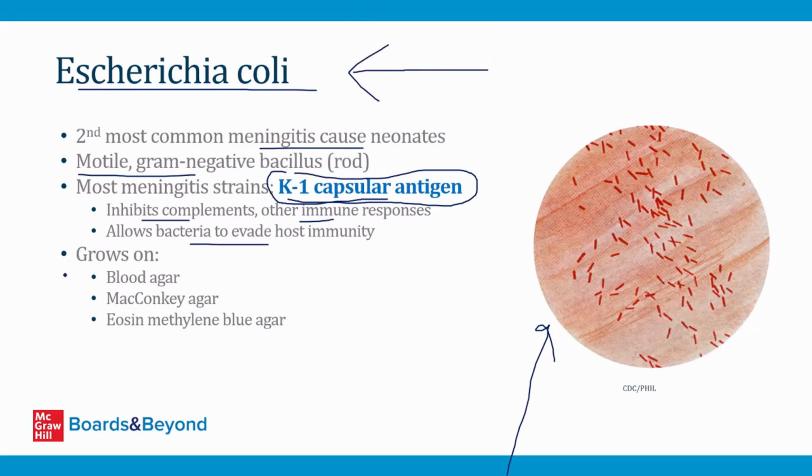You also always want to remember that E. coli has some special ways that we culture it in the lab. It grows on blood agar, MacConkey agar, and eosin methylene blue agar. And I talk about all the different ways we culture bacteria in much more detail in the infectious disease section.